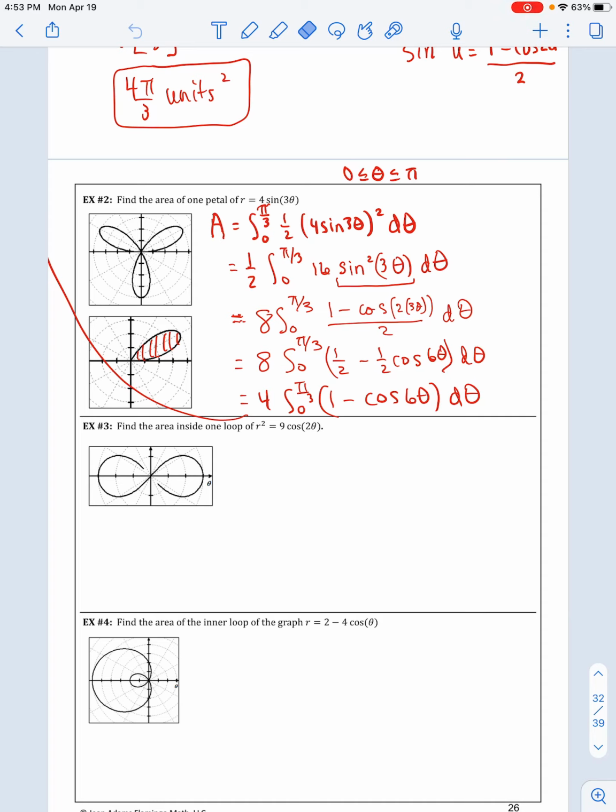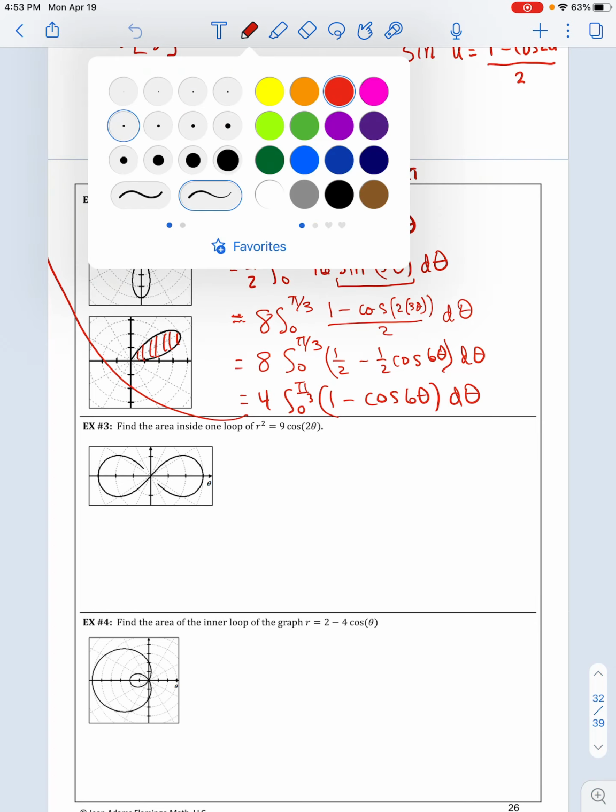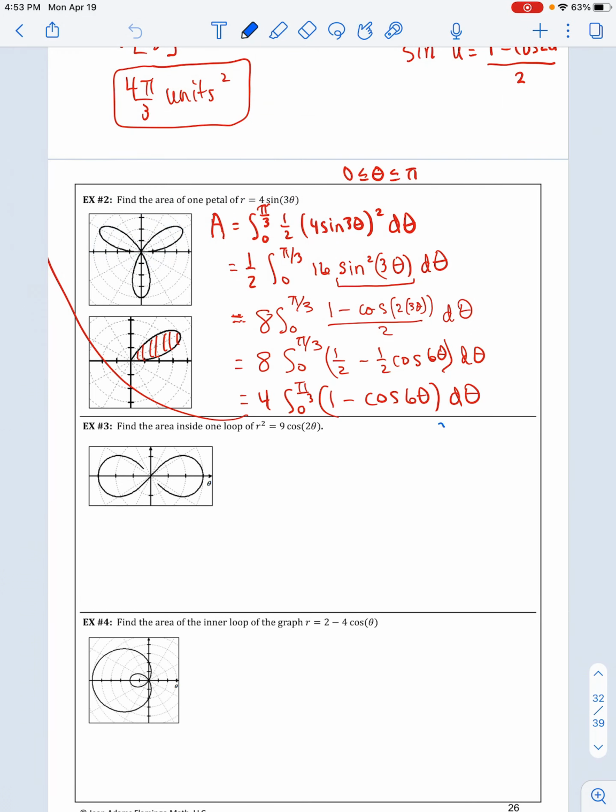So what I did was I took that 9 cosine of 2 theta over here, and I set it equal to 0. And I divided by 9. That still gave me cosine of 2 theta is 0. And then I thought, well, what angles, right? Cosine of what is 0? So that I could set my 2 theta equal to that.